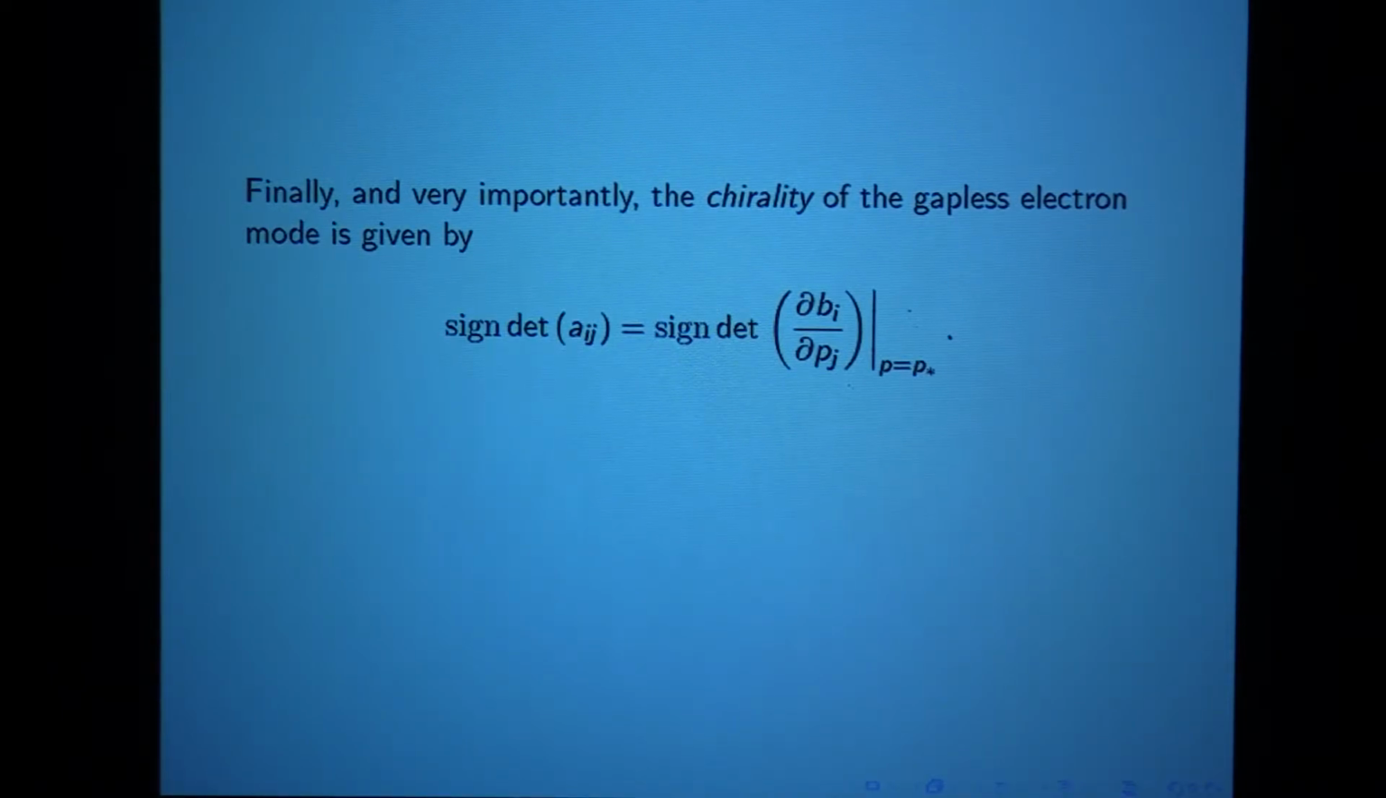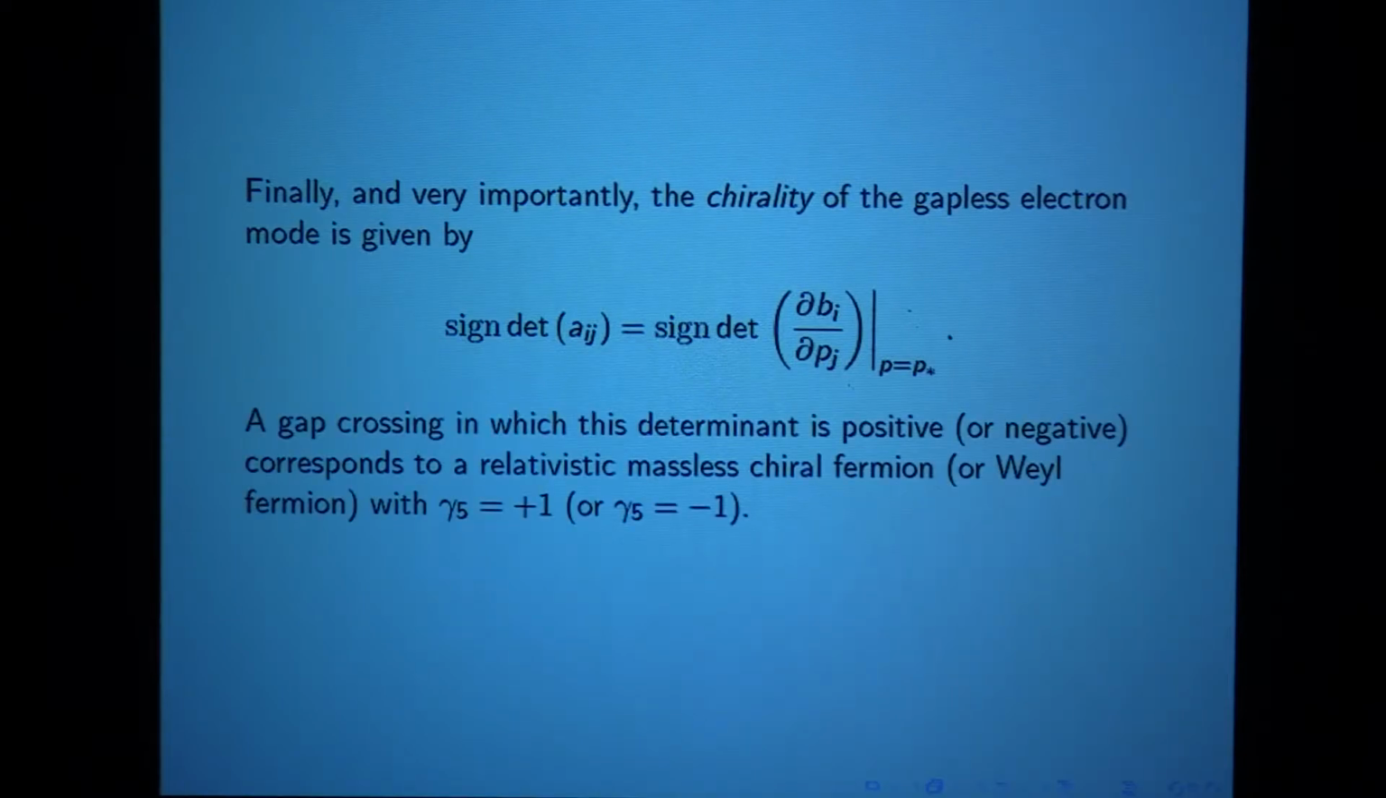So the sign of the determinant is the analog of the sign 1 or minus 1 in the relativistic Hamiltonian and tells us whether our gapless electron mode near P equals P star is chiral or anti-chiral in relativistic terminology. So a gap crossing in which the determinant is positive or negative is the analog of a relativistic massless chiral fermion, also called, as I've told you, a Weyl fermion, with gamma 5 equals 1 or minus 1.